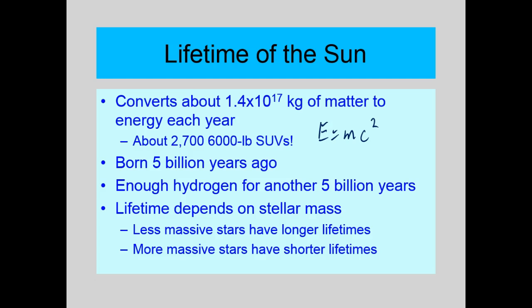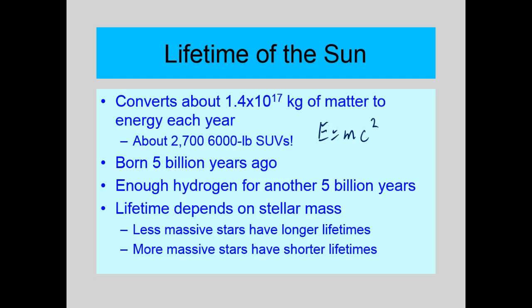So basically that's talking about 2,700 3-ton SUVs being changed to energy every year. Guess what? The sun's going to burn out one day. Uh-oh. We think our sun was born about 5 billion years ago. We weren't around to see it, but they've done these calculations. And we think there's enough hydrogen in our sun for about another 5 billion years. So we're about halfway through the sun's lifetime.